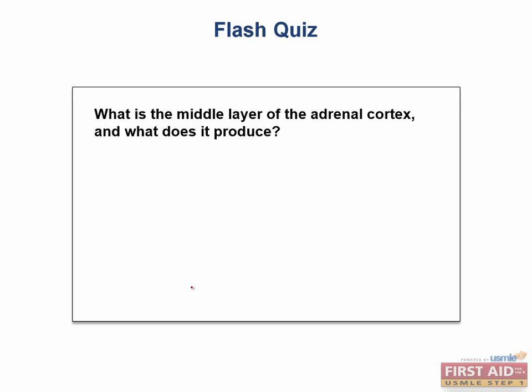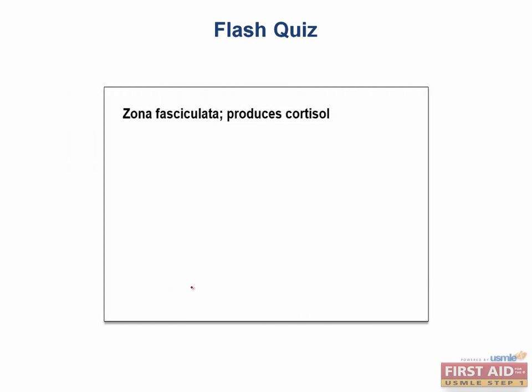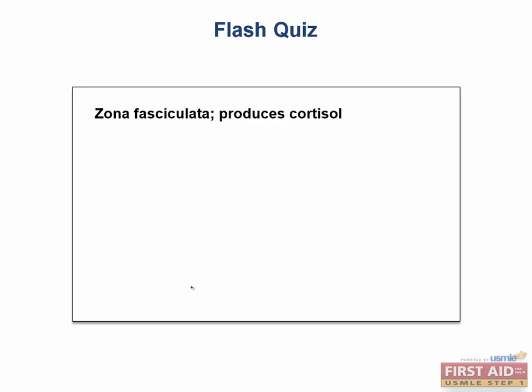First question. What is the middle layer of the adrenal cortex, and what does it produce? And the answer is the zona fasciculata, which produces cortisol. Not so painful, right? Okay, I think that's about enough for the adrenal gland. Let's move on to the captain of the SS Endocrine itself, the pituitary gland.